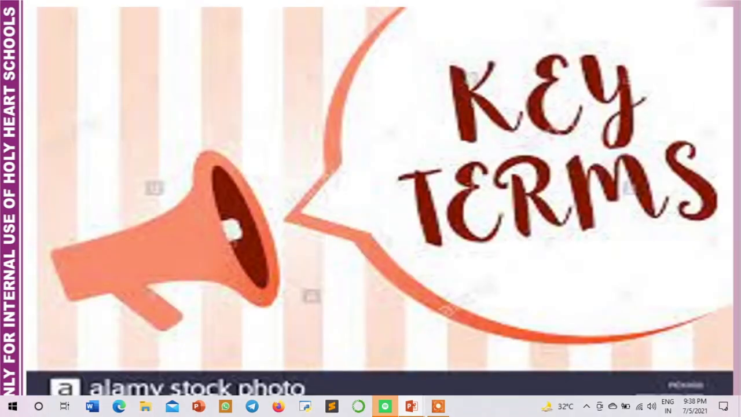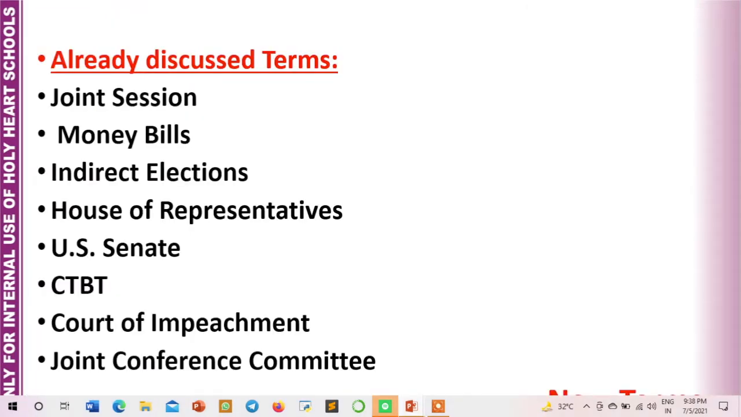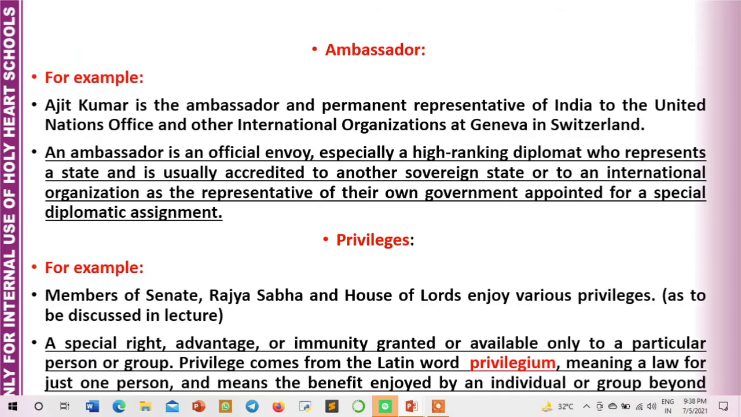Now, before the discussion of this topic, I will discuss the key terms with you. Students, there are some key terms which have been already discussed with you. That is joint session, money bills, indirect elections, House of Representatives, US Senate, CTBT, Court of Impeachment, and Joint Conference Committee. These have been already discussed with you. Now, today I will discuss other key terms which are coming in the lecture.